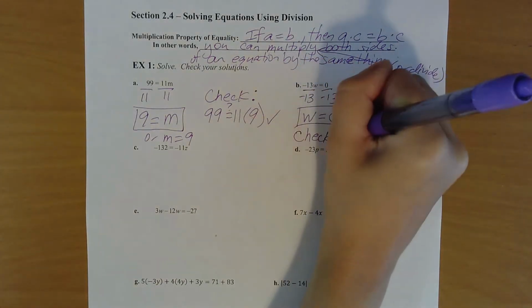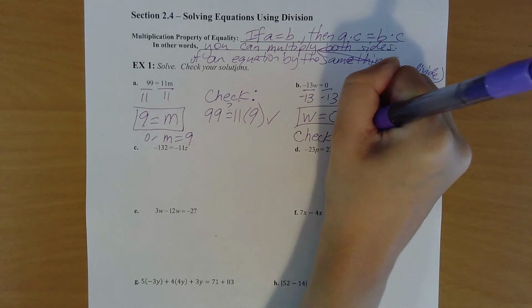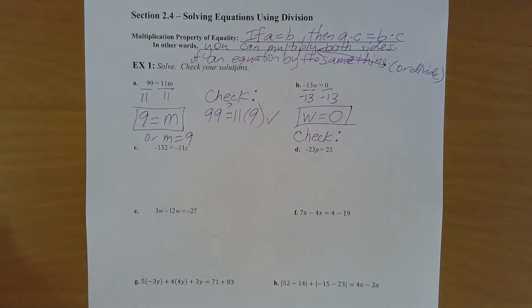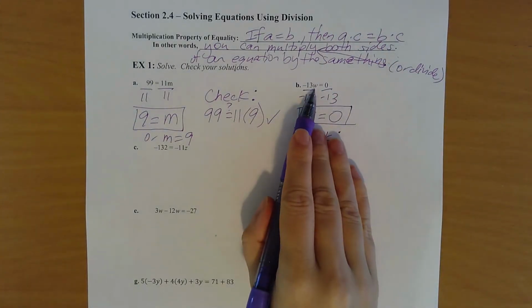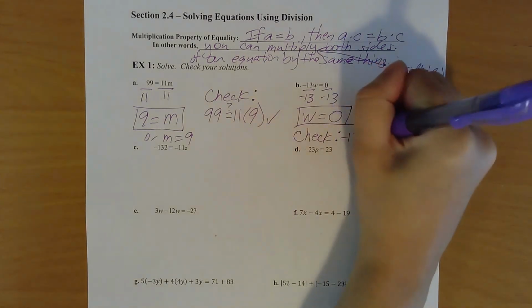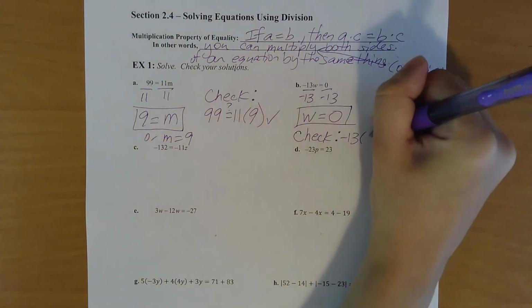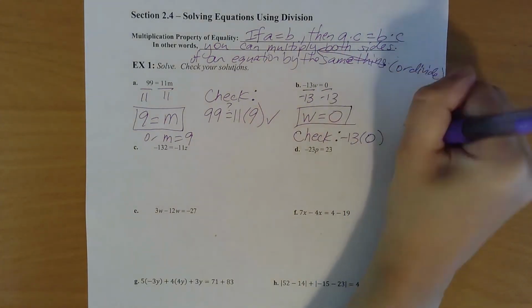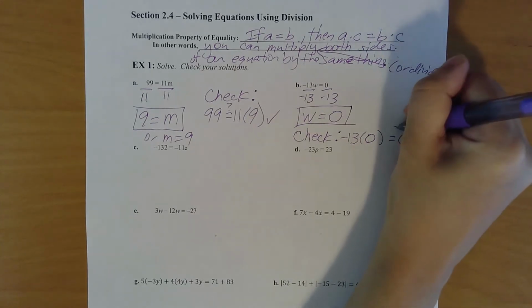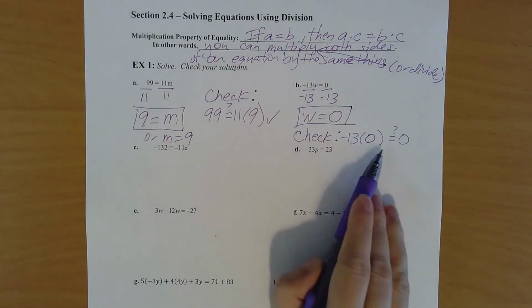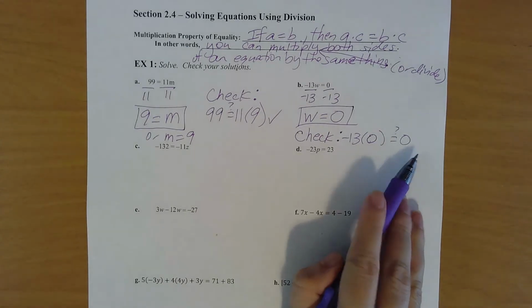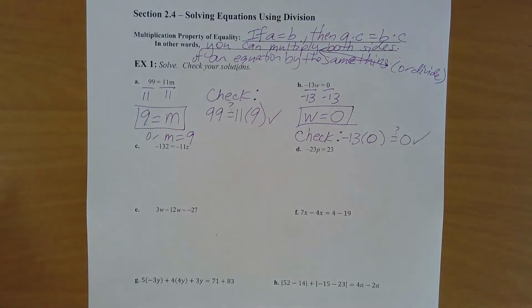If you want to check this to make sure you did it okay, I know sometimes zeros make people uneasy. Let's plug it back in. So now I have negative 13 times w, which is 0. And we're going to see, does that actually equal 0? Well, is negative 13 times 0 equal to 0? Yes, it is. We did a great job.